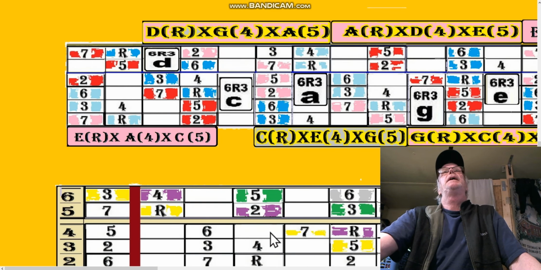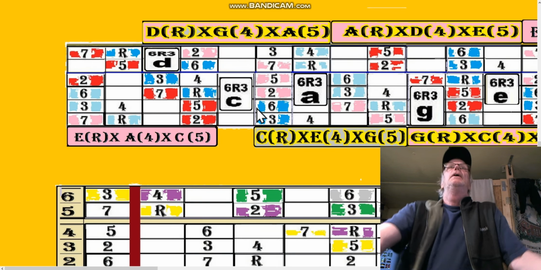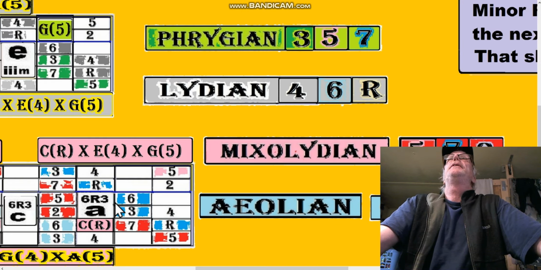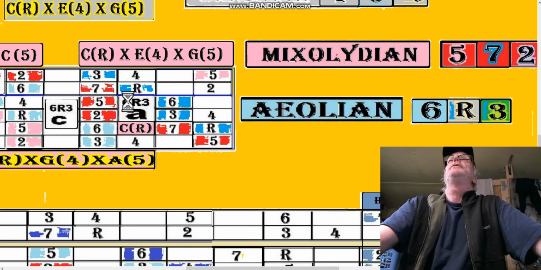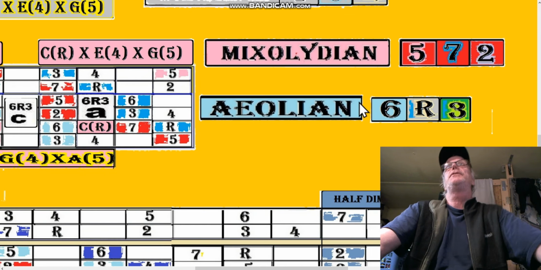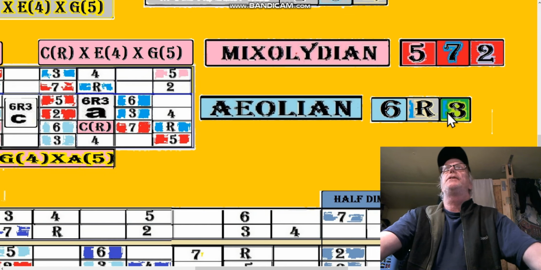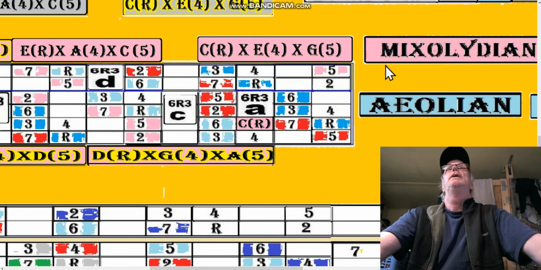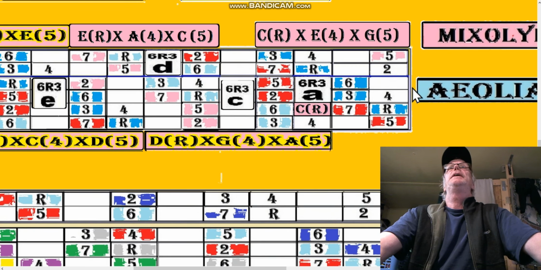This bottom one again is just the 7th. So moving right along, we did the Lydian and the Phrygian. Now we're doing the Mixolydian, which is 5, 7, 2, and the Aeolian, the relative 6th, root, 3. So let's start with Mixolydian because it's easier.